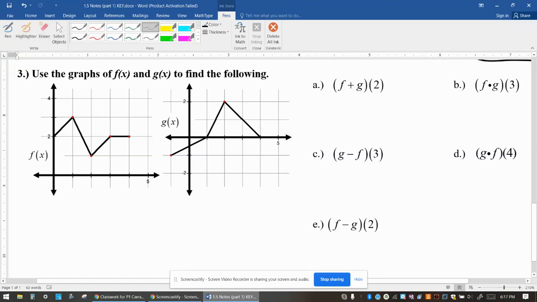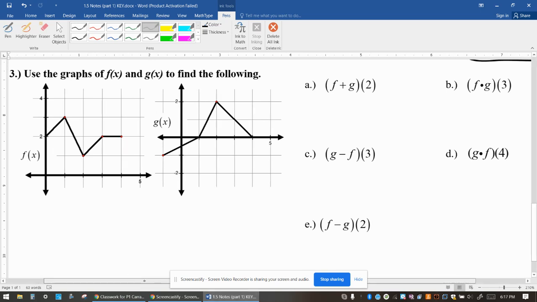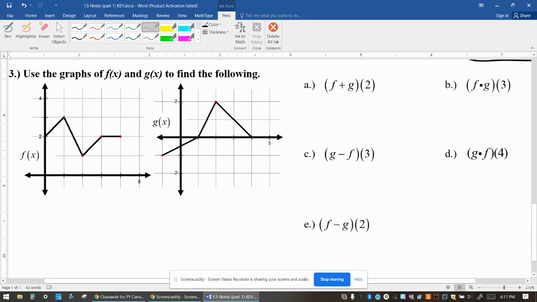All right, guys, continuing on with lesson 1.5, here's example 3. It says use the graphs of f of x and g of x to do the following. Take a look at 3a. It's asking us to add f plus g of 2.